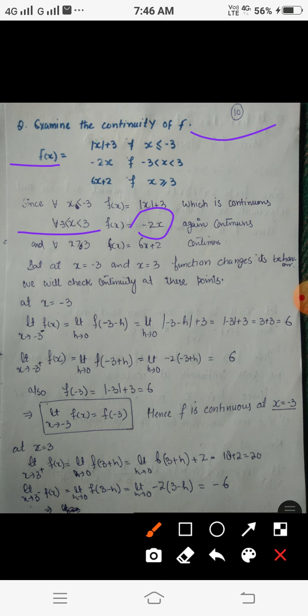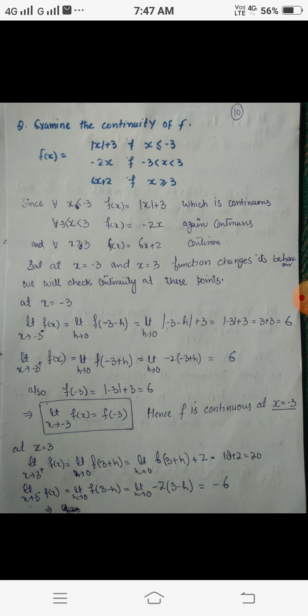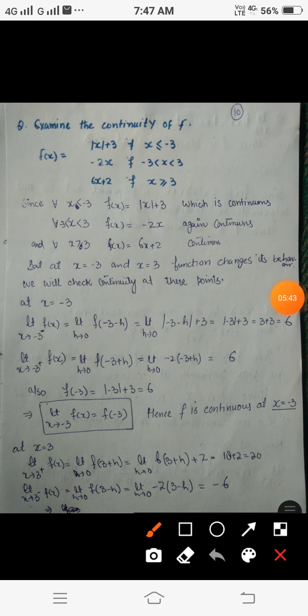Similarly, if we consider the points which are greater or equal to 3, f of x is defined by 6x plus 2. But if we consider the points which are greater than 3, strict inequality, still the function is defined by 6x plus 2, which is again a polynomial. So this means that this function is continuous. So we are left with only 2 points, -3 and +3. Now we will check the continuity of this f at these 2 points.